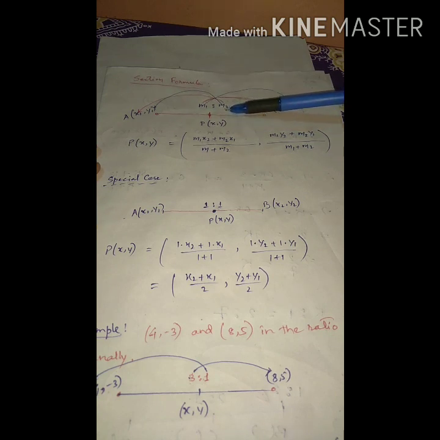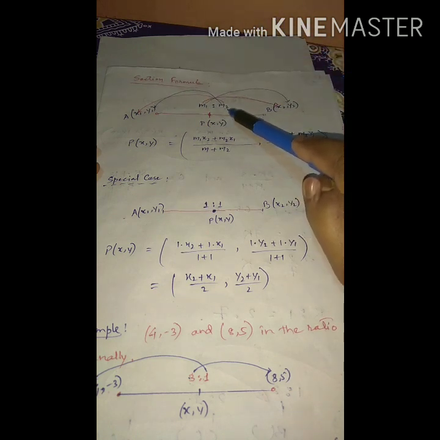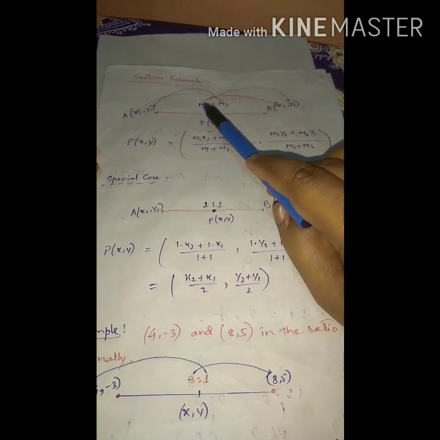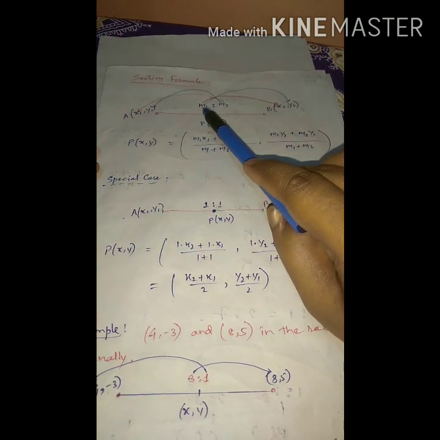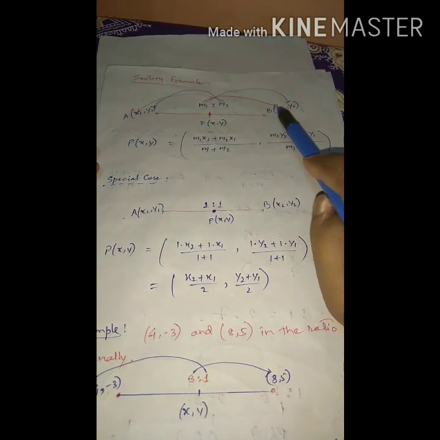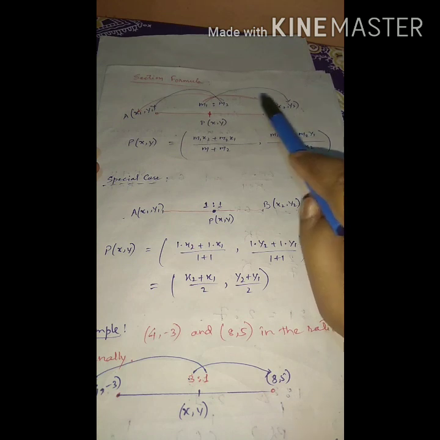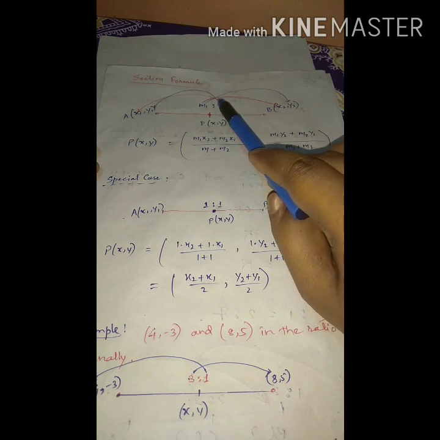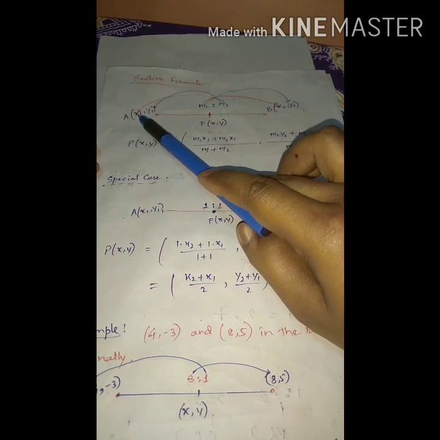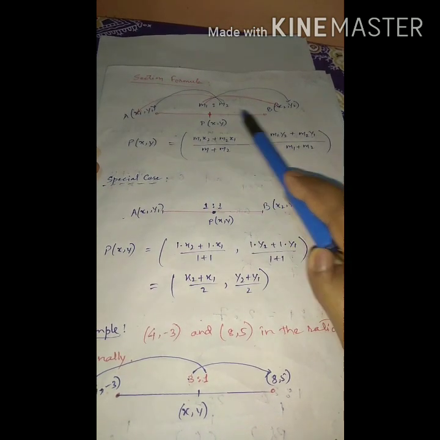Now how can we write down the formula here? You see, first of all, the ratio is m1 is to m2. So here you see the red marks. This m1 goes and multiply with x2. Is it clear? And then secondly, this m2, the red mark, multiply with x1. So that's why we write here m1 x2.